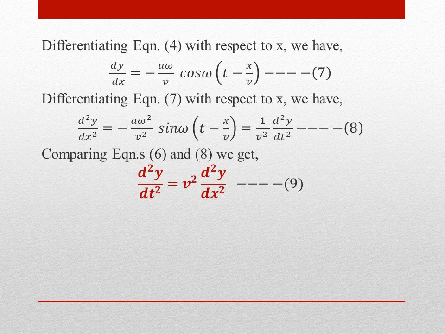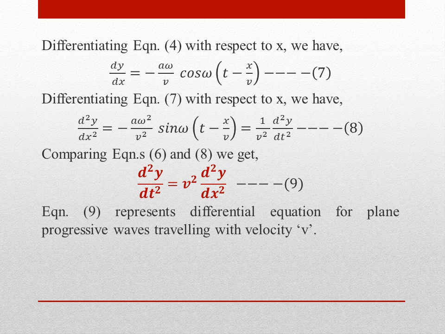And now we have our final expression for the differential wave equation for a progressive wave to be d square y by dt square equals v square d square y by dx square. This is the wave equation for a plane progressive wave travelling with a wave velocity v.